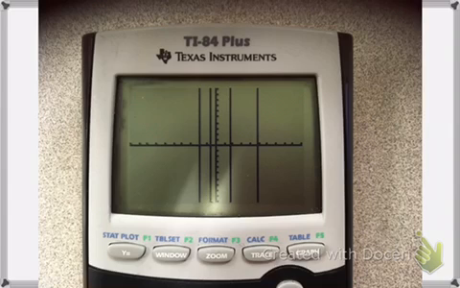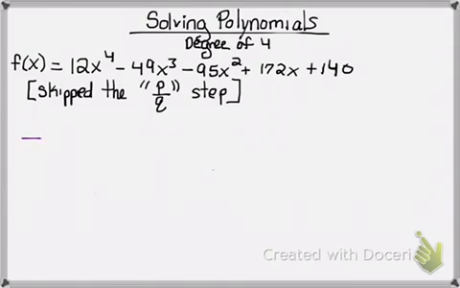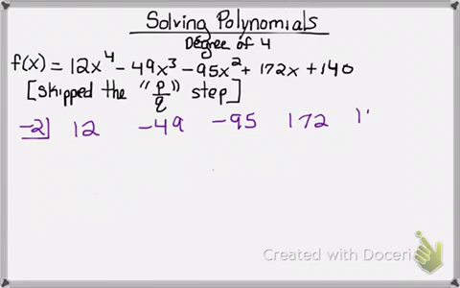After I graph this function, I get a couple of roots I can choose from. So I'm going to choose from the far left. It doesn't matter which one you choose, which is -2. So that'll be my first root that I'm going to do synthetic division for. When I write out my coefficients, it's 12, -49, -95, 172, and 140.